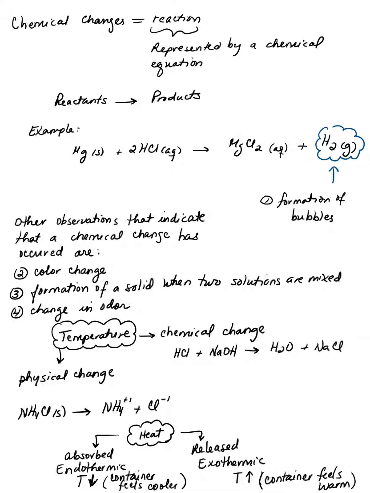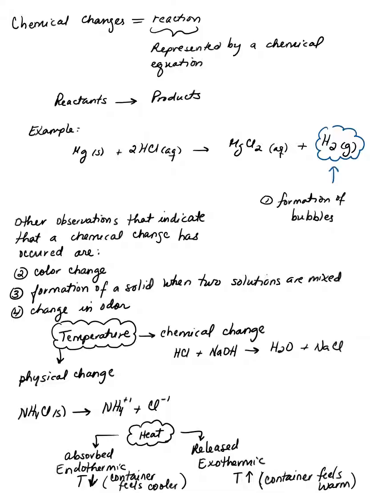Then we have number 4, which is change in odor. If you can determine a specific smell coming out of a reaction, that can also indicate that you have an actual chemical change happening. Another thing that we can check is for changes in temperature. But what happens with temperature is that a temperature change can represent a physical or a chemical change. It's not specific for chemical changes.